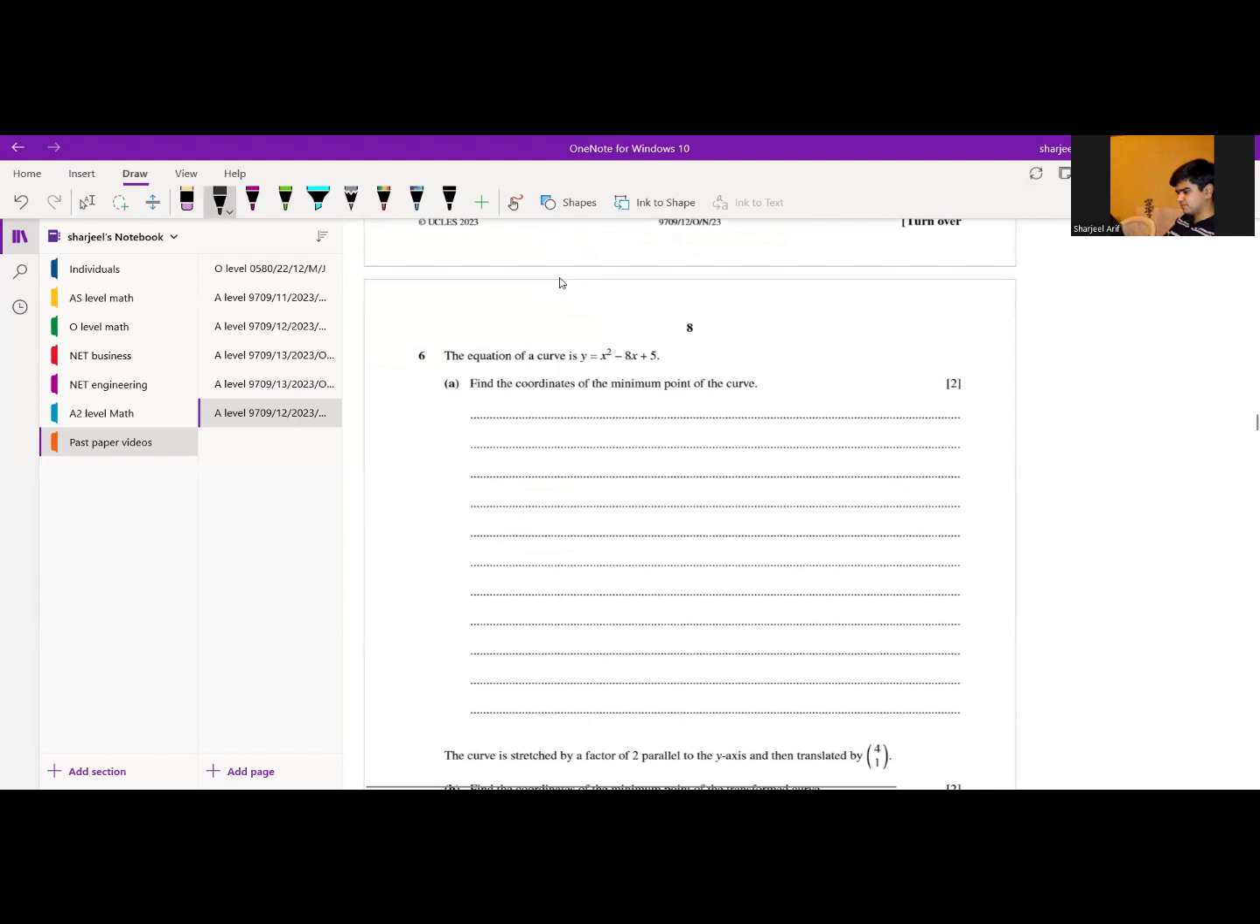Now, question number 6. We have the equation of the curve. We have to find the coordinates of the minimum point. So this means we have to take the derivative first. dy by dx would be equal to x minus 8. We have to take dy by dx equal to 0 to find the stationary point. So x will be equal to 4. That is the x coordinate of the stationary point. So the value of y will be 4 square minus 8 into 4 plus 5, which is equal to minus 11. Now we have to check whether it is a minimum point or a maximum point.